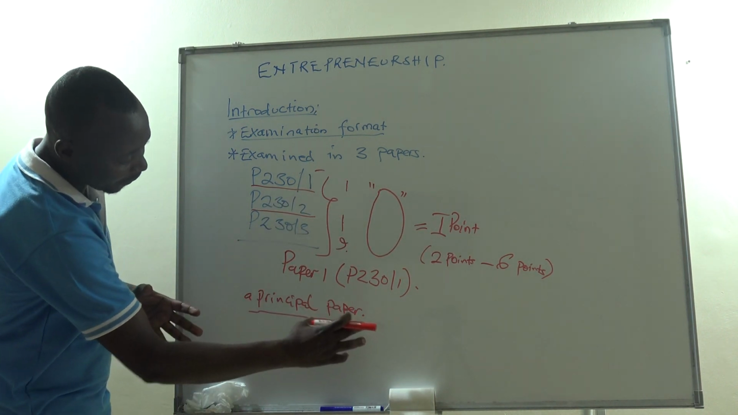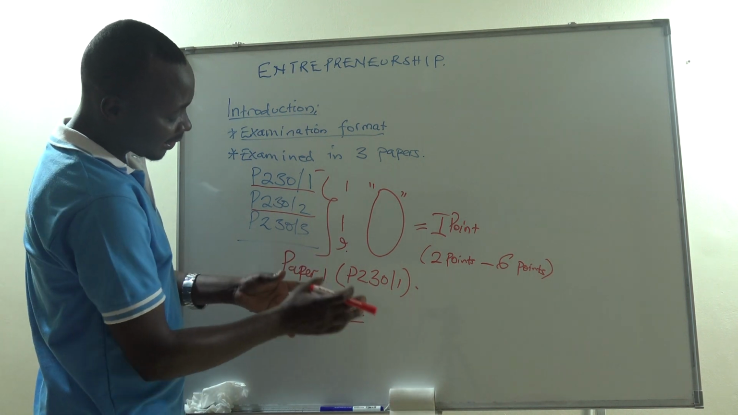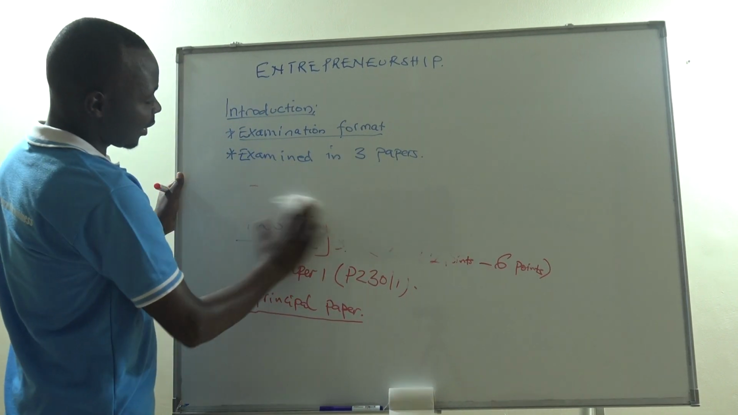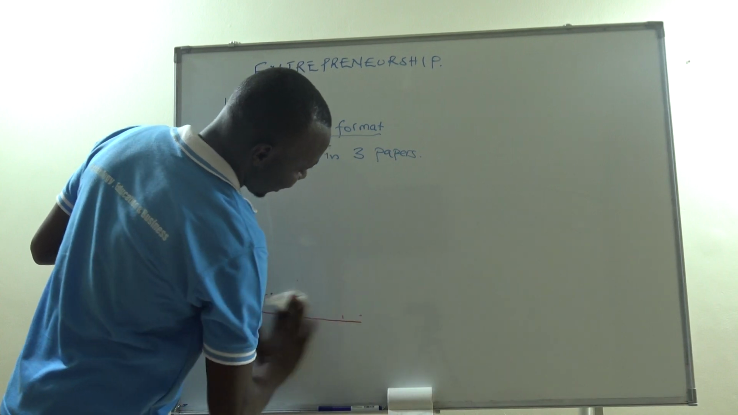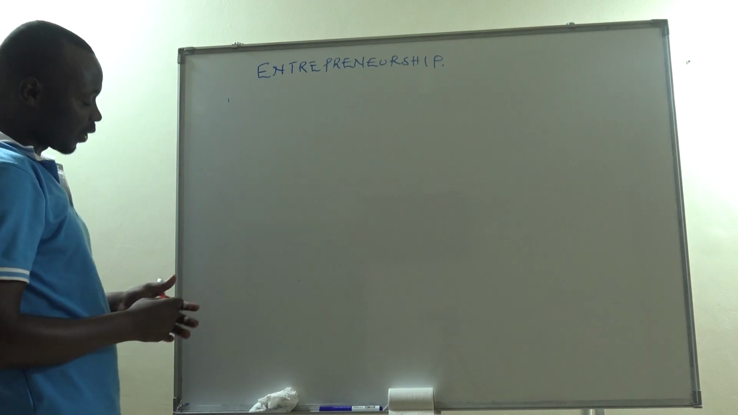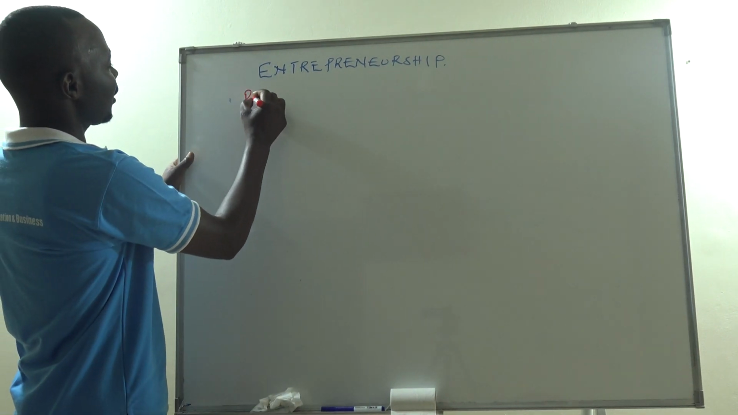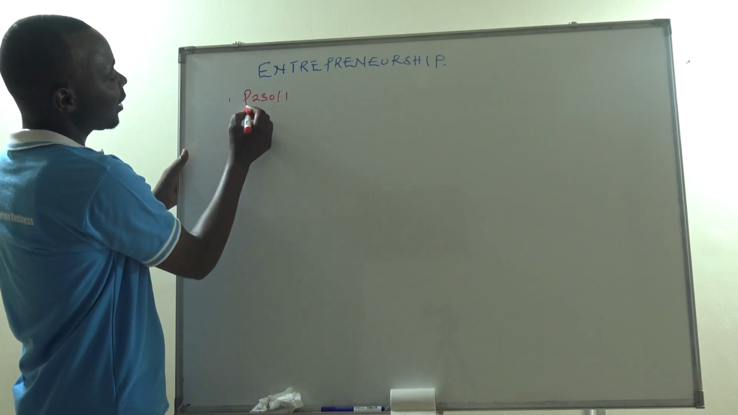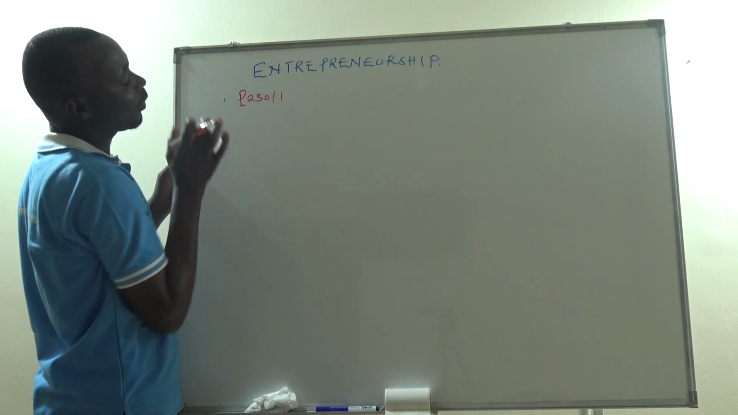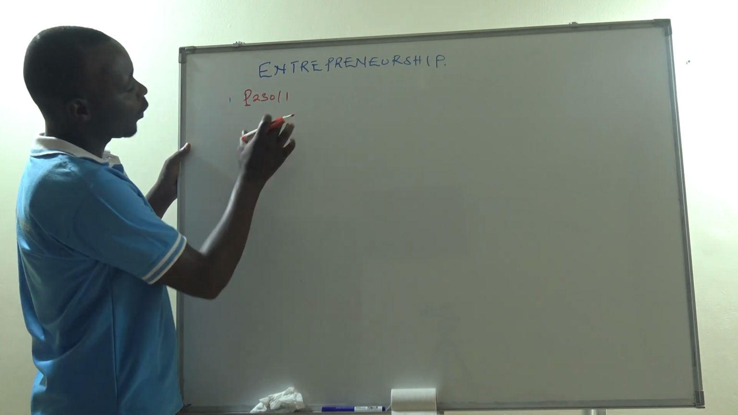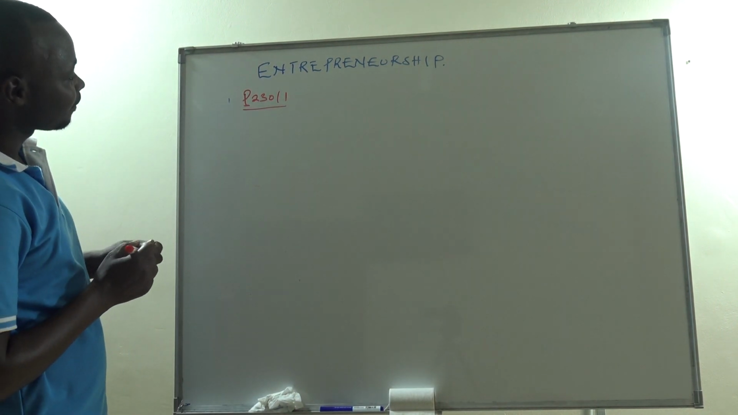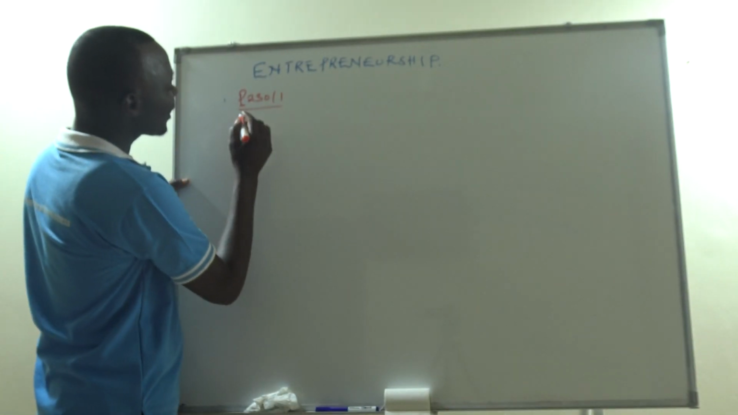So now we are going to talk about paper 1. How does UNEB examine this paper? In our introduction, we are majorly looking at the examination format of this subject, and we are going to begin with paper 1, which is P230/1. P stands for principal, which means a learner is supposed to pass this one with at least a credit D1 up to credit 6 to be awarded a principal pass.